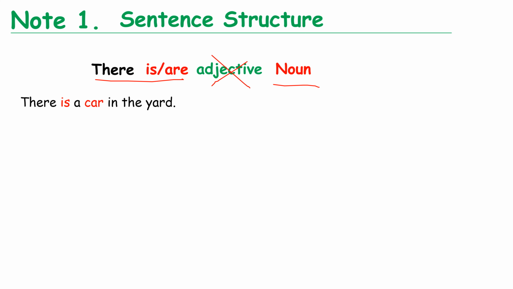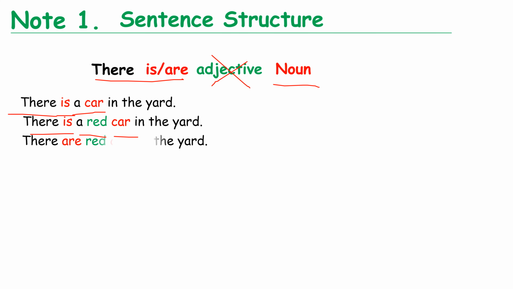There is a car in the yard. In this sentence, we have a noun, car, that comes right after the expression there is. And we say there is because the noun is in the singular form. There is a red car in the yard. In this sentence, however, we have an adjective, red, that comes between the noun and the expression there is. And it makes no difference in determining the expression there is.